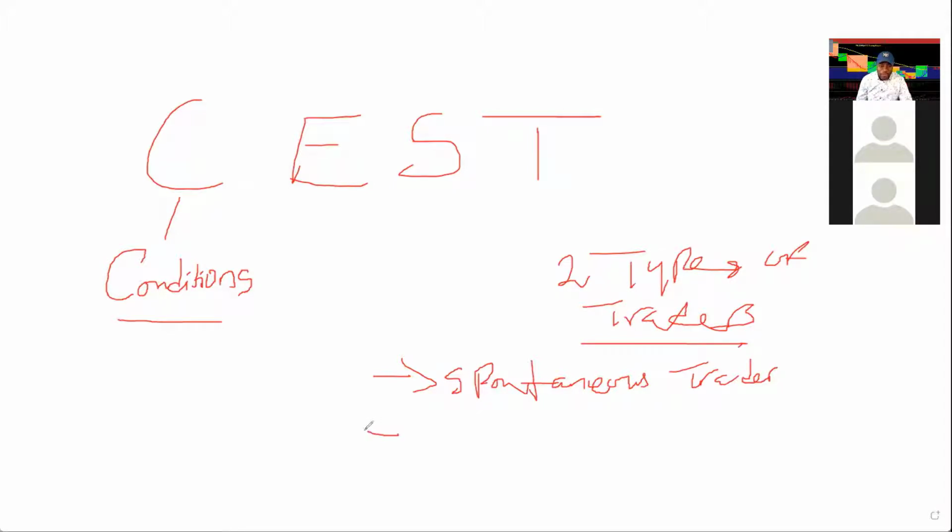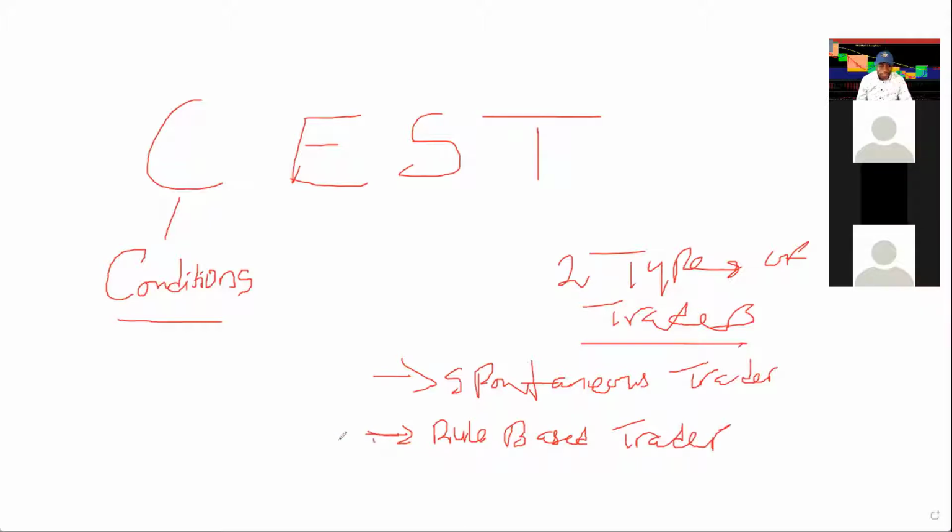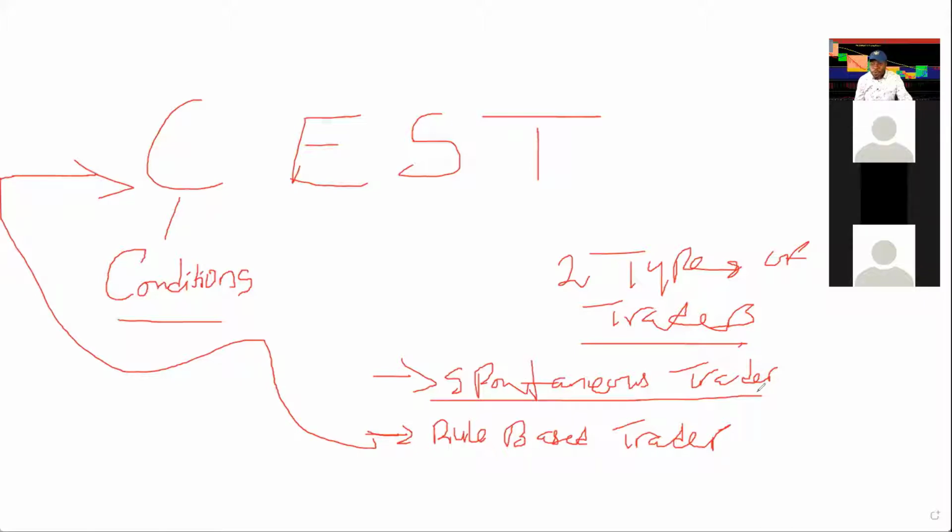Then we have what I call the rule-based traders. These ones have rules in place. And this uses CEST that we are discussing. The spontaneous traders, most of these people, they are scalpers. You just see, oh, the market is going up, boom, you buy. Oh, the market is going down, hey, you sell. And the market goes against you, you lost.